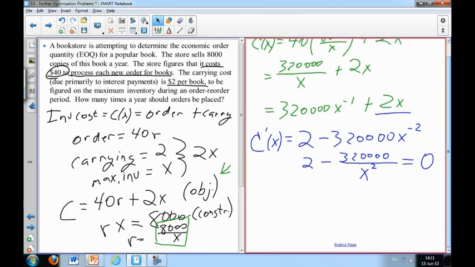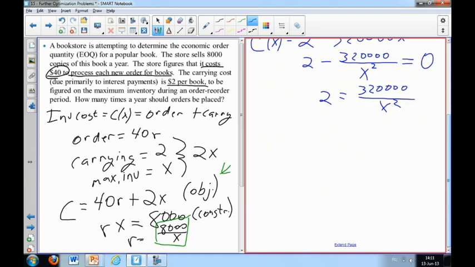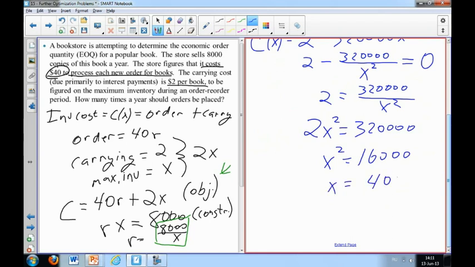If we take the 320,000 to the other side, we get 2 equals, the minus 320,000 becomes positive, 320,000 over x squared. We multiply both sides by x squared to get 2x squared equals 320,000. We divide both sides by 2 to get 160,000. Take the square root of this, and of course we realize this is going to be 400. And this is, again, x, which is books. So in each order, we're going to order 400 books, or simply 400 books per order.